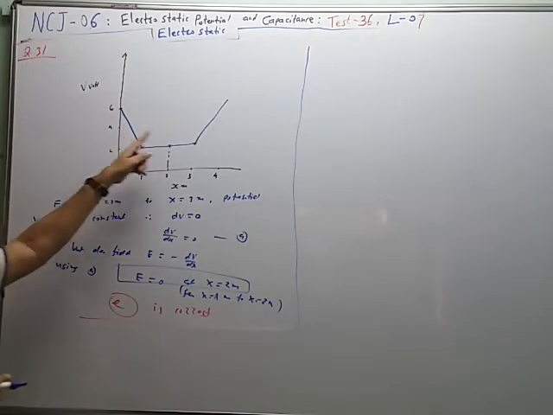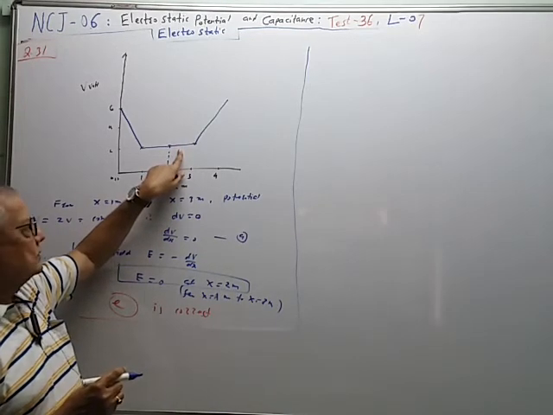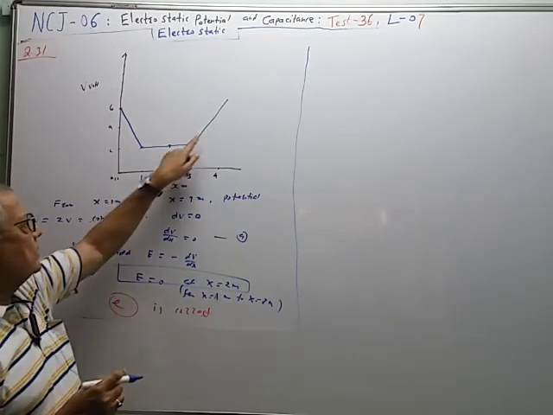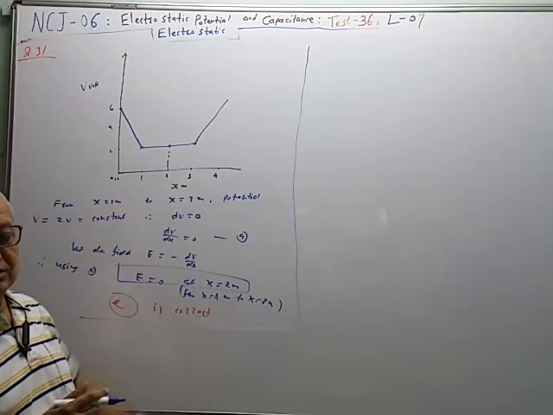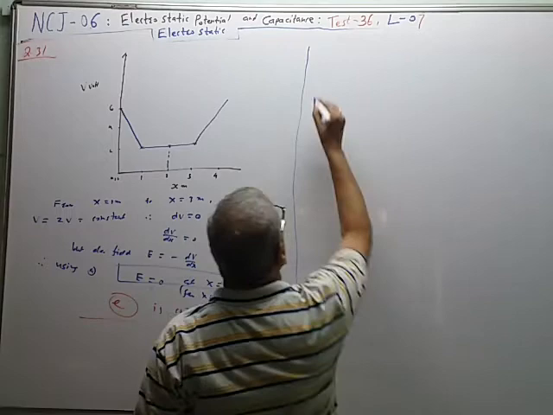So electric field is positive, electric field is negative and electric field is 0. Like this. So direction of electric field reverses at this point like this. Next, question number 32.